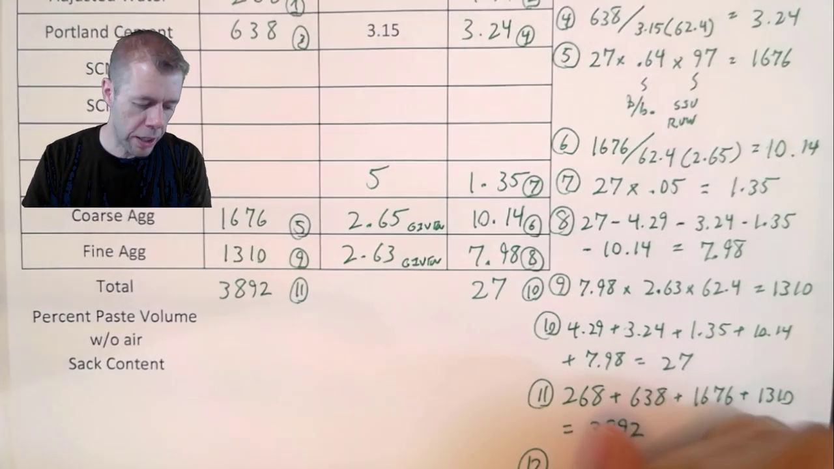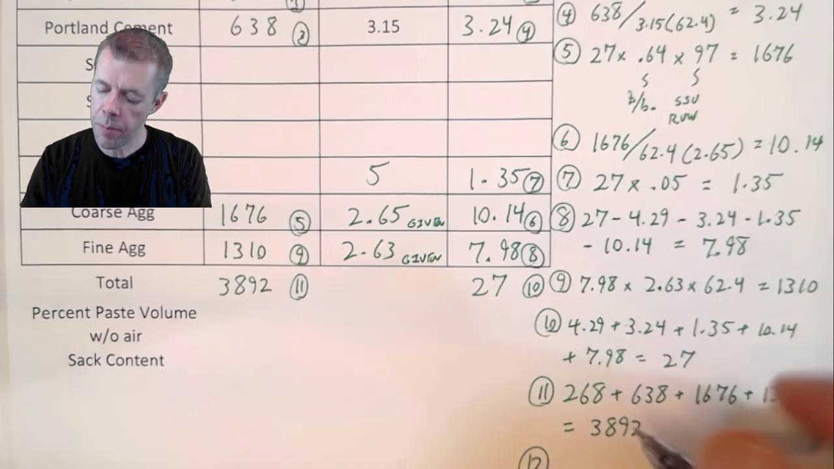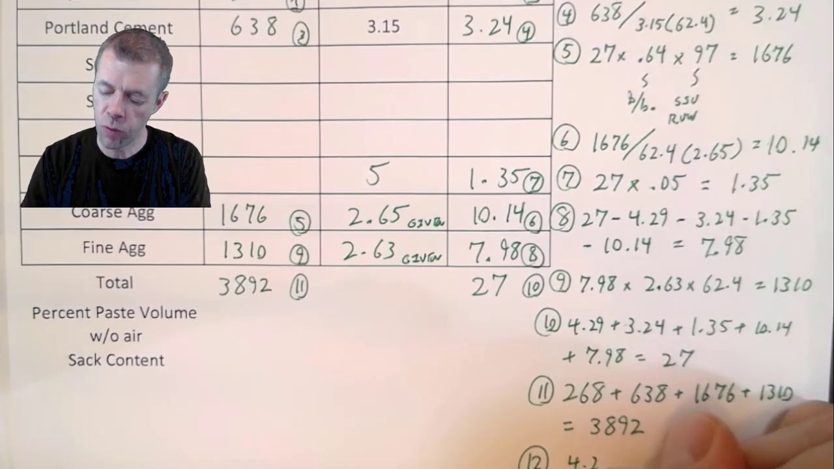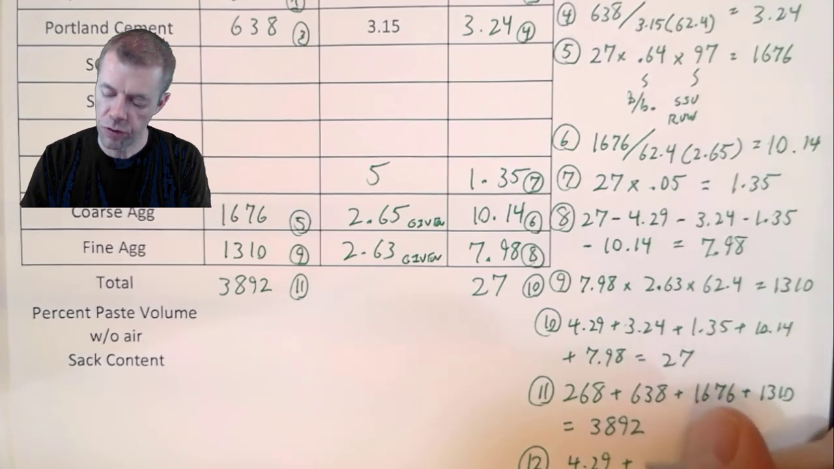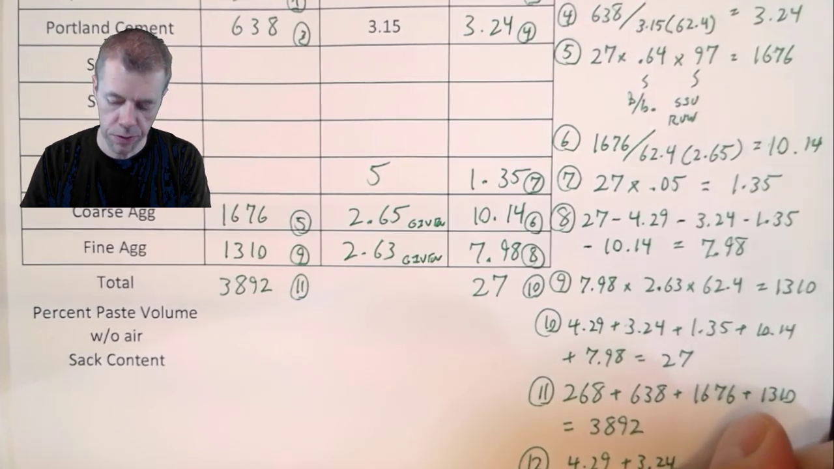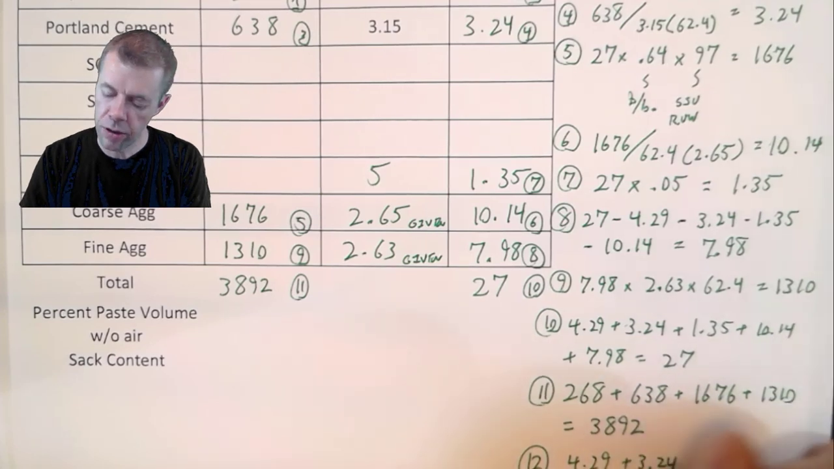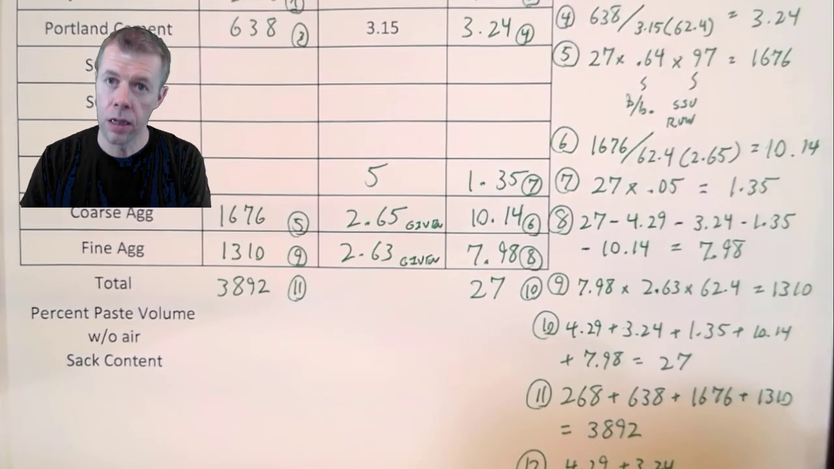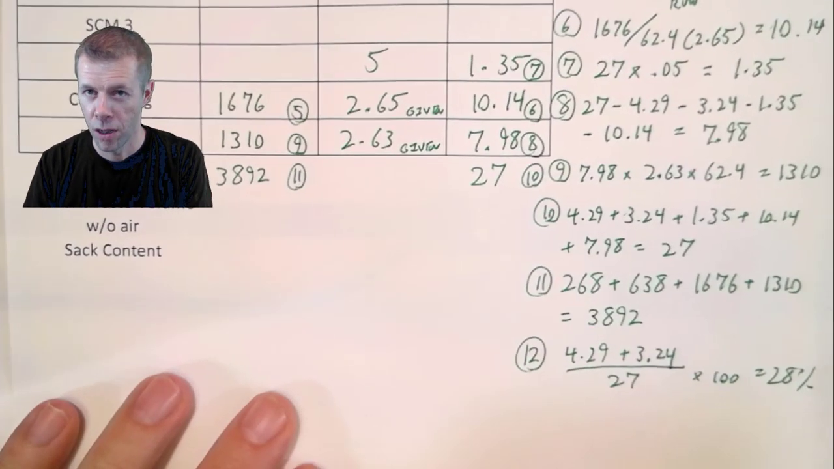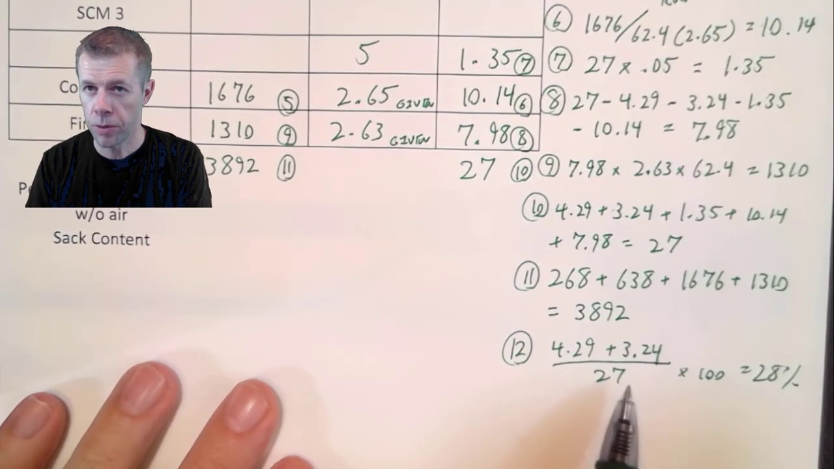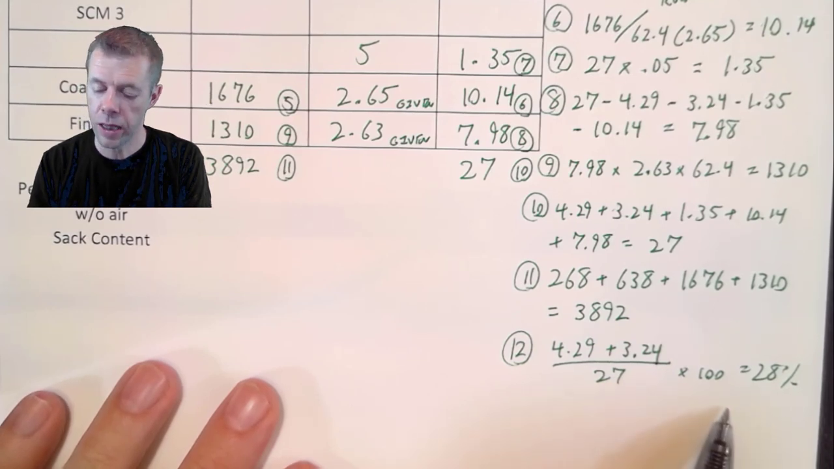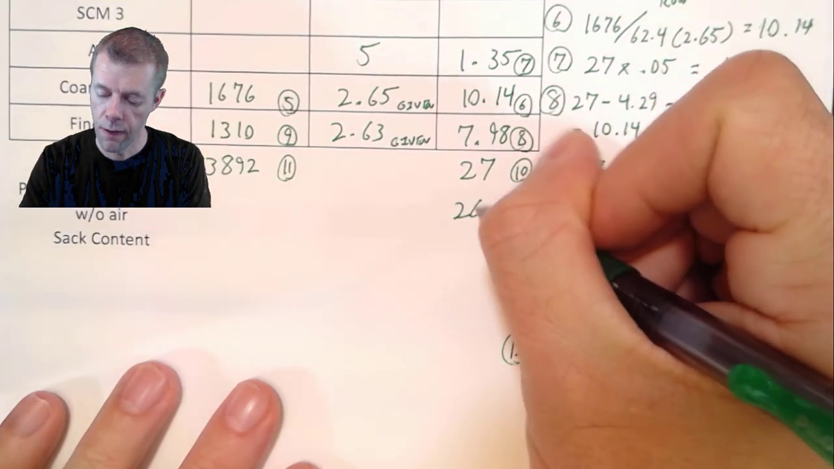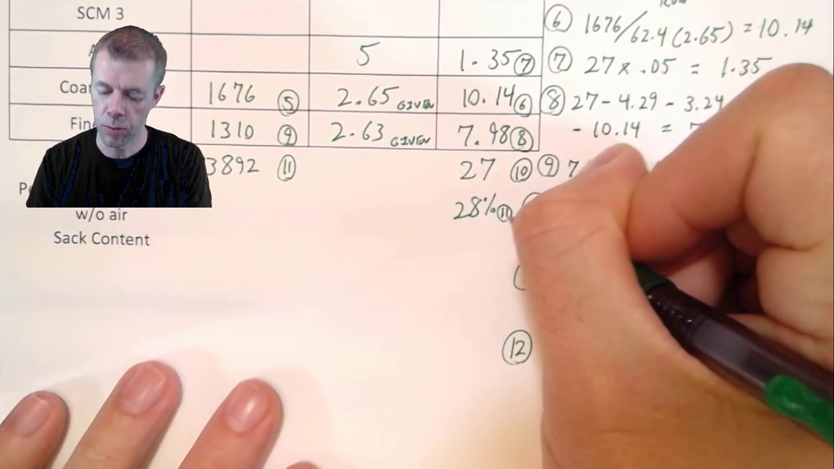To do that, let's get calculation number 11. So we're going to take the volume of water, 4.29, plus the volume of the cement or the binder, 3.24. I'm going to divide that by 27 and multiply that by 100. And if I do that, I get about 28%. 4.29 plus 3.24 divided by 27 times 100 equals 28%. 28%, and that's calculation number 11.